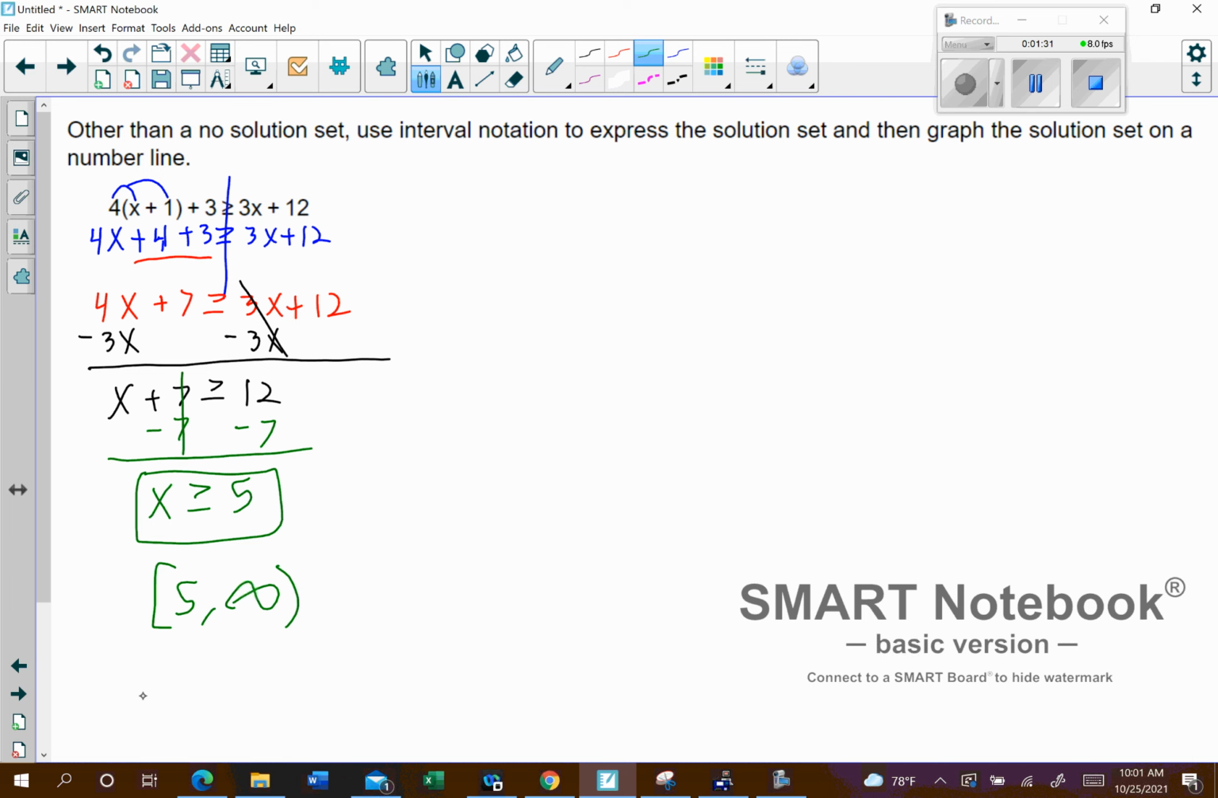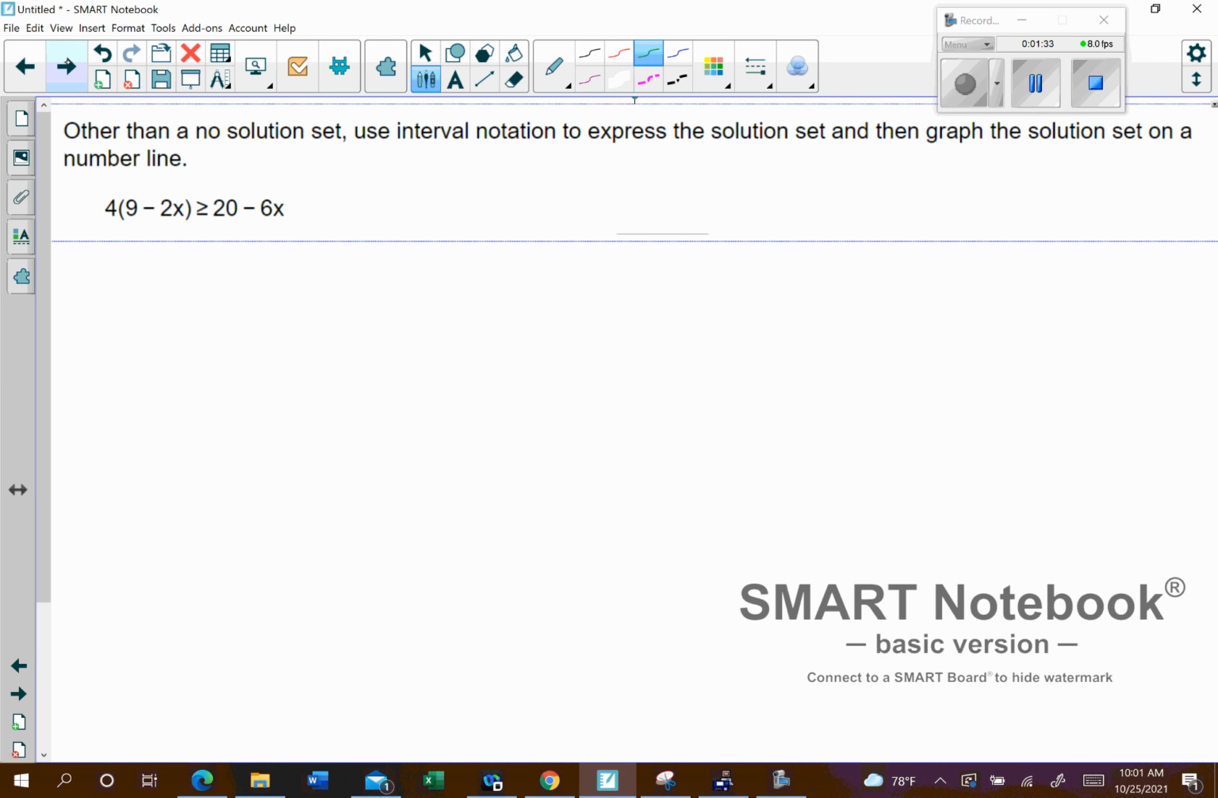So you got a couple more. I think they're pretty similar. So this one, let's see, we're going to go ahead and distribute the 4. So we'll get 36 minus 8x is greater than or equal to 20 minus 6x. Okay, now there's a couple different ways you can approach this. What I'm gonna do is I'm gonna move the x over to the left side and I'll show you why in a second. So sometimes I would maybe have done it the other way, but let's see.